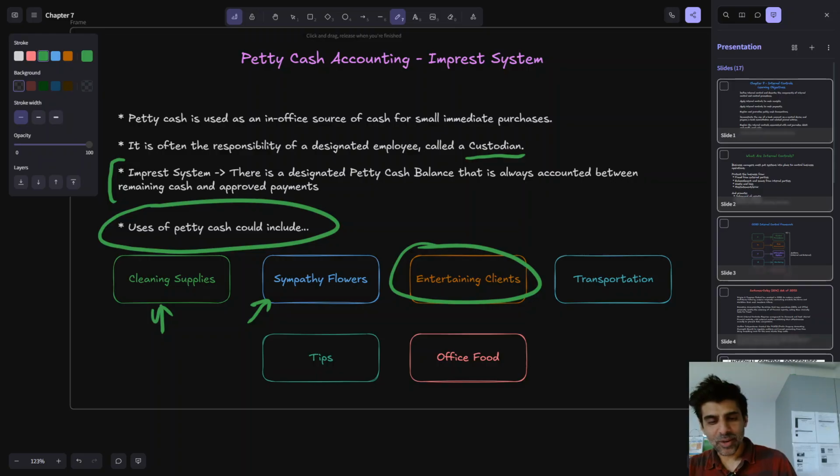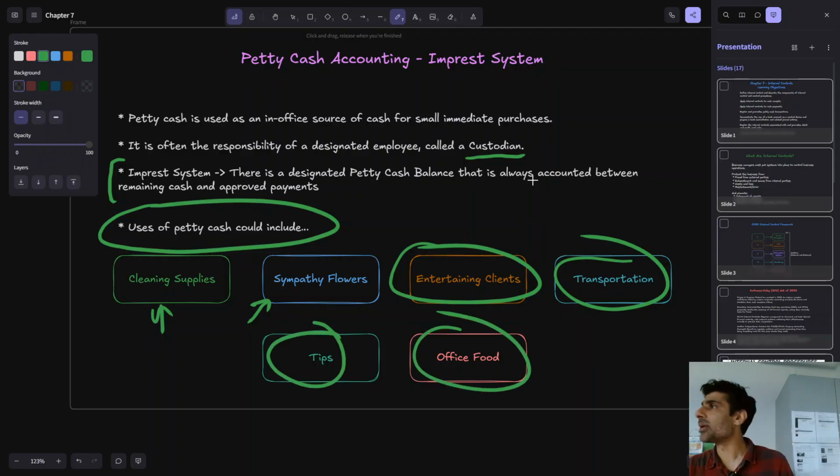But usually that's going to be with a card now. Transportation, food for the office, tips. Maybe this one is still kind of relevant, tipping with cash. But really, all this stuff again has moved on to the company credit card.